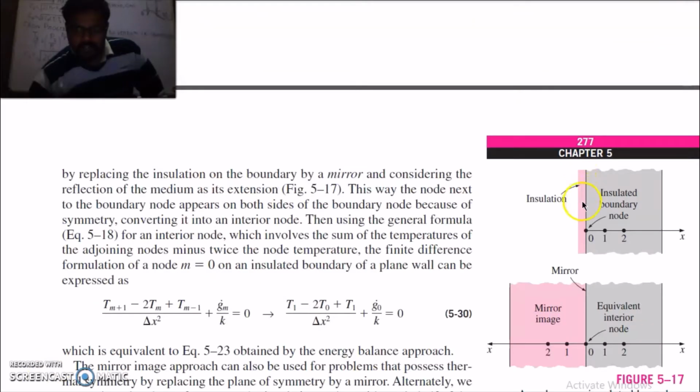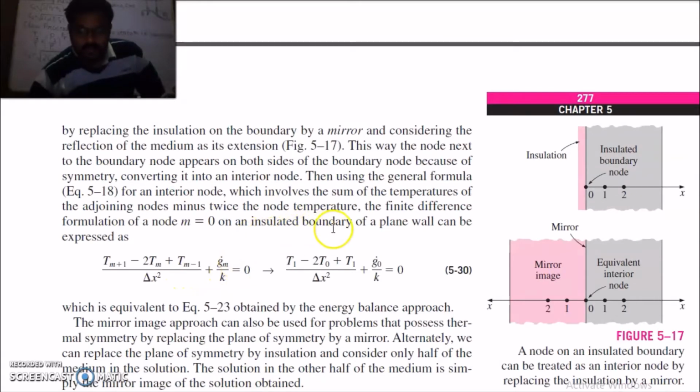So this is done by replacing this insulation with this mirror, and you have these nodes 1 and 2 here. Then, using the general formula for an interior node, which involves the sum of temperature differences of the adjoining nodes minus twice the node temperature, the finite difference formulation of a node M equal to 0 on an insulated boundary of a plane wall can be expressed in this way.